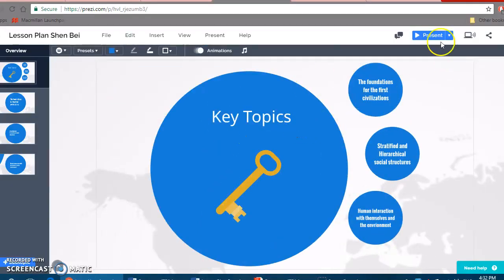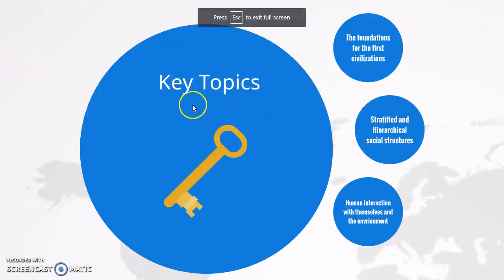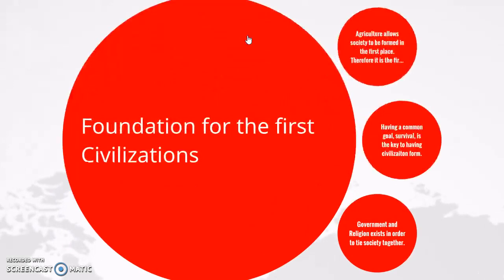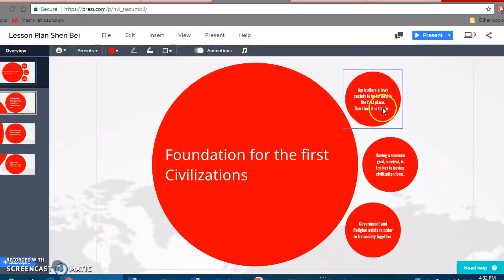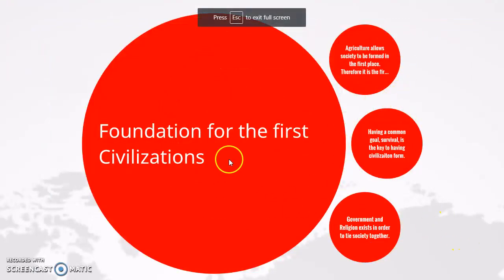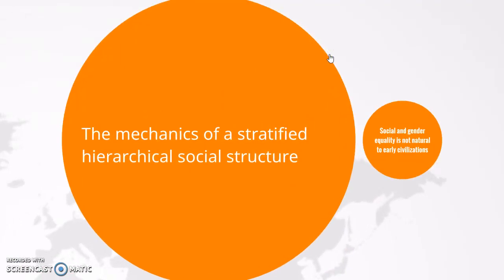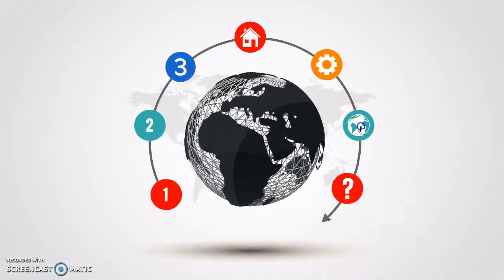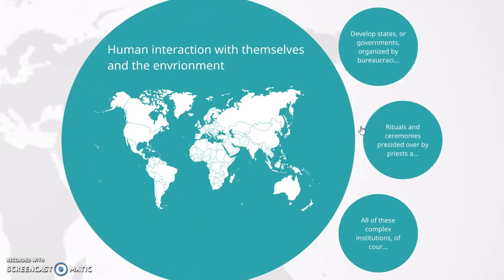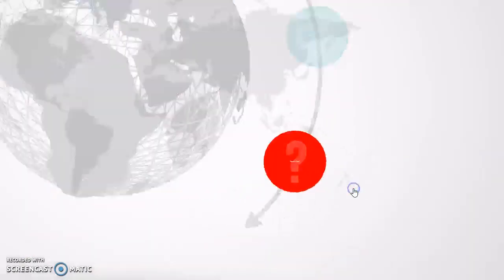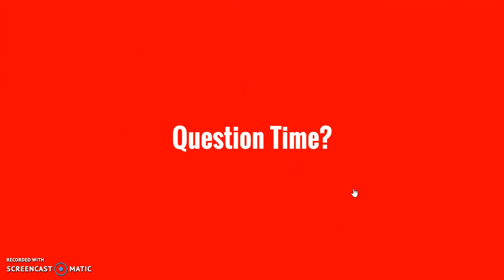And as we move along here, the fourth bubble is about the first topic, the foundations for the first civilization, how they came together, etc. And then the fifth bubble is the mechanics of a stratified hierarchy and social structure. And the sixth bubble is the human interactions with themselves and the environment, all the complexities in that. And then if there are any questions, you can ask me about it.